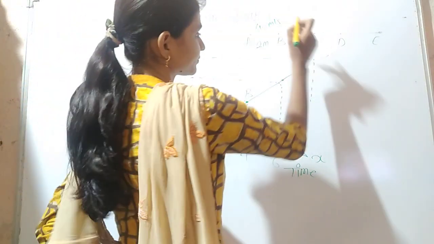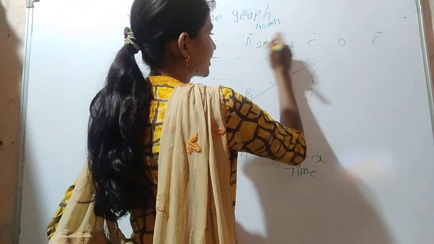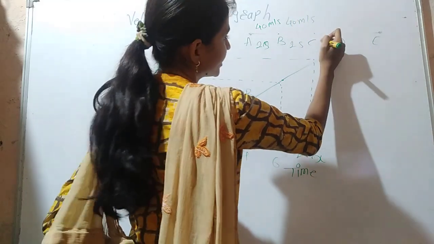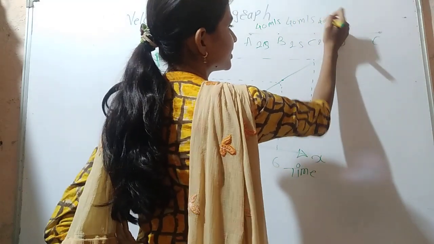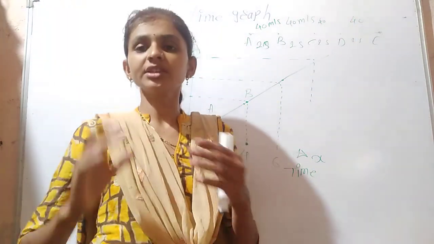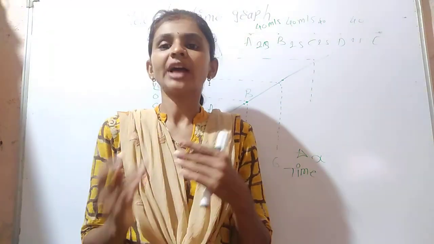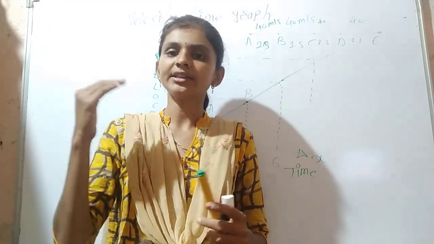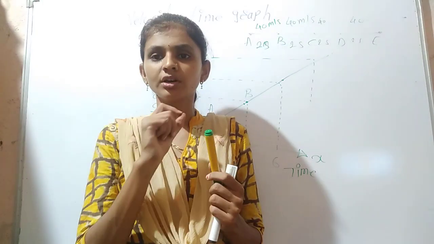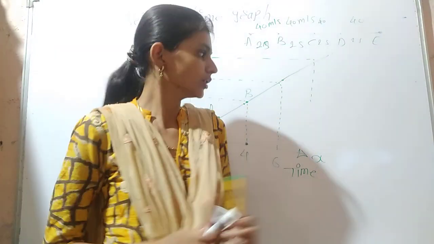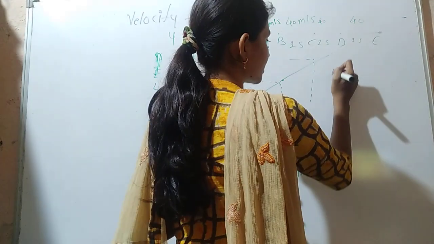In the next 2 seconds, again the velocity is 40 meters per second. In again 2 seconds the velocity is the same, and in again 2 seconds the velocity is the same. It means that the interval of time is also the same and the velocity is constant. There is no change in velocity, and whenever we draw the velocity graph, it is parallel with the x-axis. Yesterday also we discussed that.